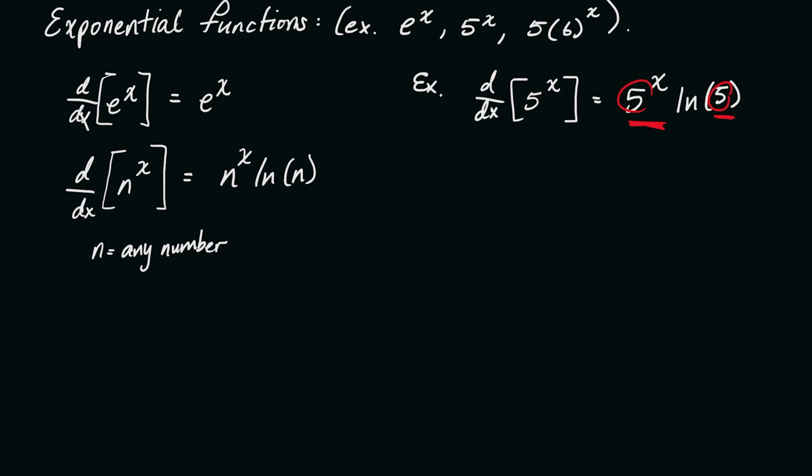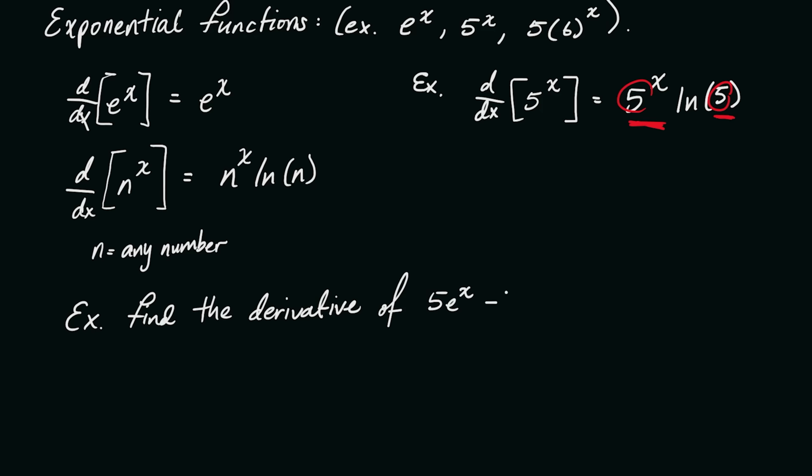Alright, so next, let's try an example on your own by using these rules that we have here. Let's say you have to find the derivative of 5 to the e of x minus 3 to the x power. Take a moment here and pause the video and see if you can figure this out.